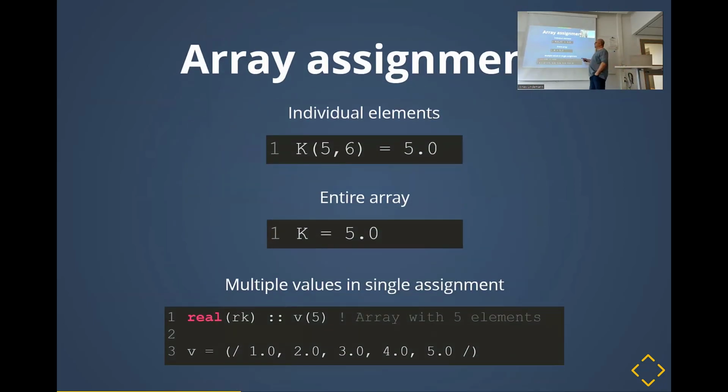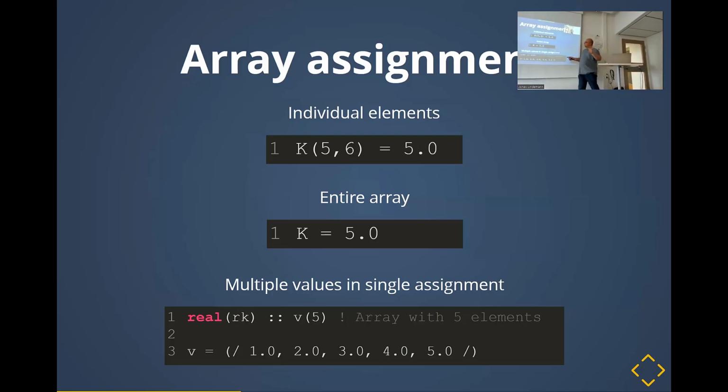You can assign an individual element by specifying the row and column, and then assigning a value. But you can also do stuff like this. This is a two-dimensional array. If you assign 5.0, it will assign the value 5.0 to all array elements. So no looping to initialize variables.